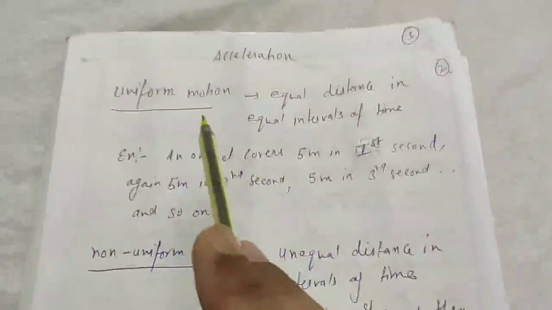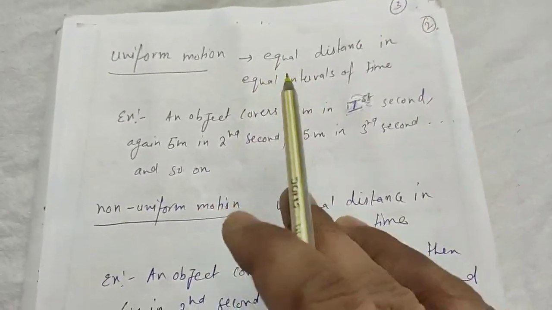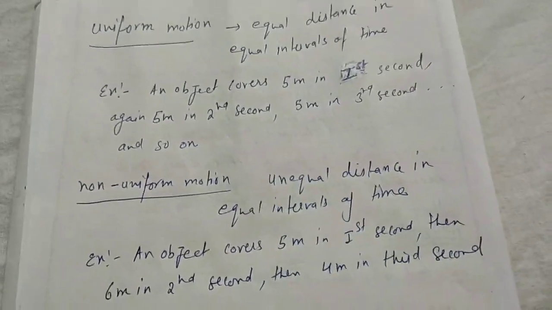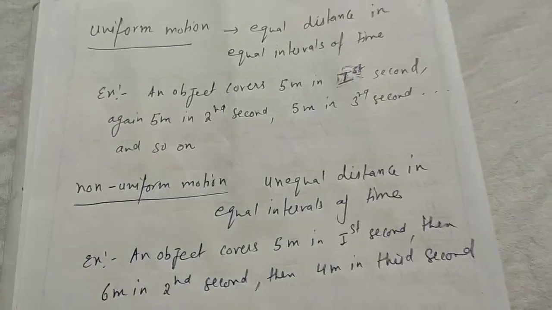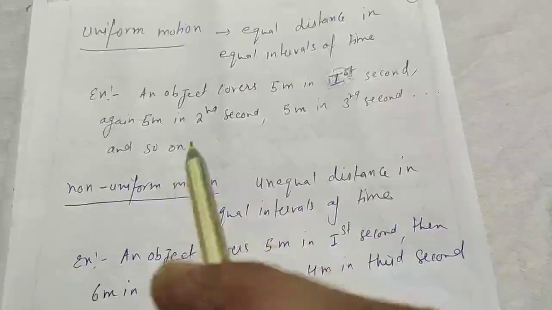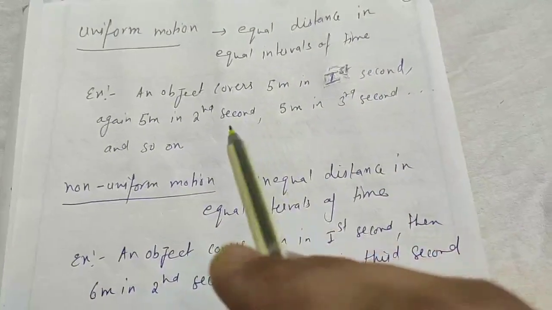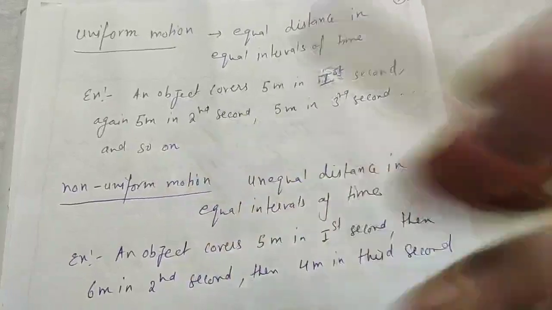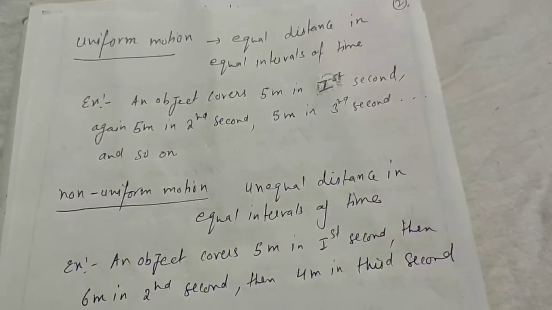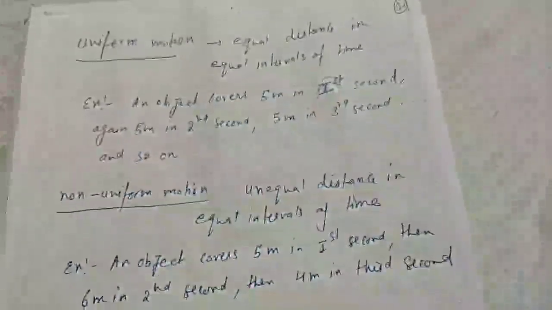You have studied uniform motion. Uniform motion is what? When an object covers equal distance in equal intervals of time. It means when an object moves in such a way that it covers equal distance in equal intervals of time, that type of motion is said to be uniform motion. Like an object covers 5 meter in the first second, again 5 meter in the second second, again 5 meter in the third second, and so on. Means after every second, the distance covered is 5 meter. That type of motion is known as uniform motion.